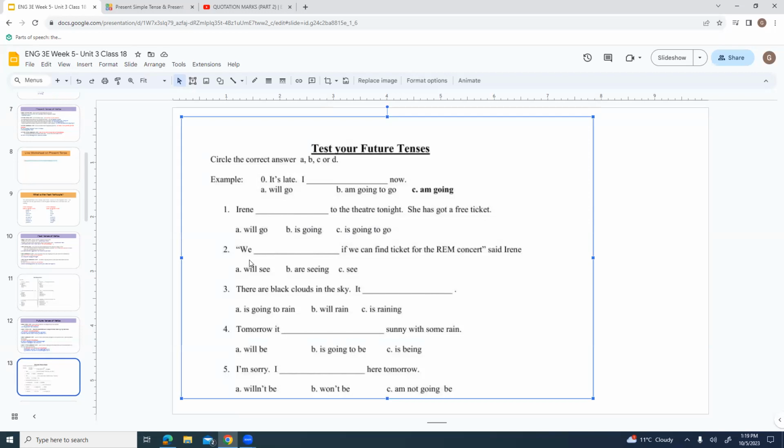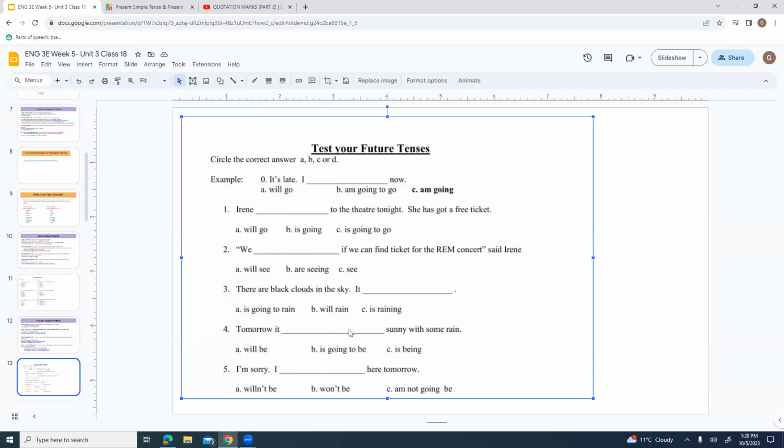That seems fine. We something if we can find a ticket for the REM concert, said Irene. We will see, are seeing, see. Will see, because it's talking about the future, right? If we can find a ticket. Are seeing would be happening right now, doesn't work there. There are black clouds in the sky. It is going to rain. It will rain. It is raining. And again, it's talking about will rain because it's the future. It's not happening yet, is would imply it's happening right now.